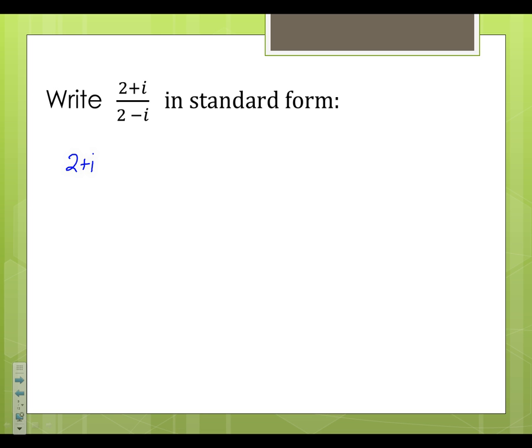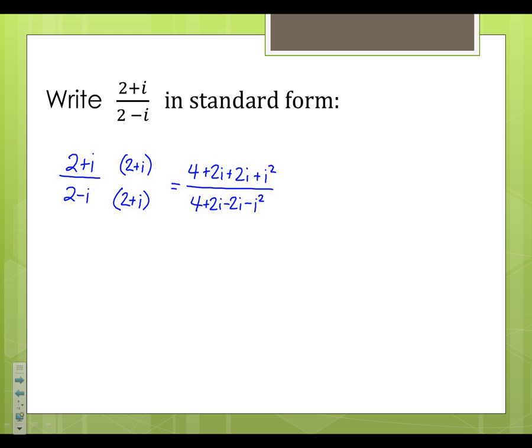Well, we're going to multiply by the conjugate. Now remember, whatever you do to the bottom of a fraction, you have to do to the top. So if I'm going to multiply here by 2 plus i, I have to multiply the top by 2 plus i. Foiling both top and bottom, we get 4 plus 2i plus 2i plus i squared. On bottom, we get 4 plus 2i minus 2i minus i squared.